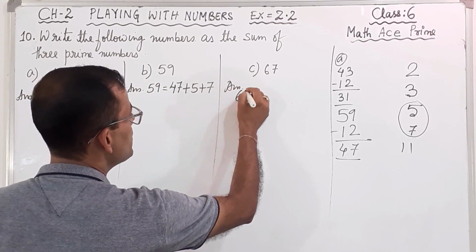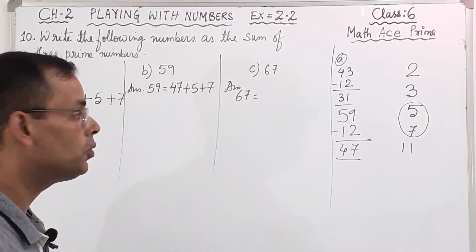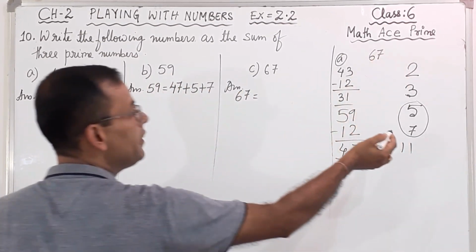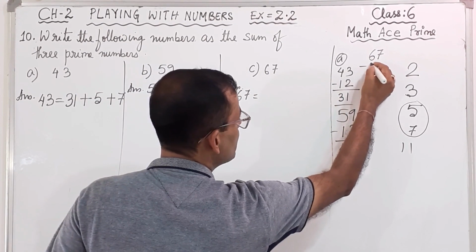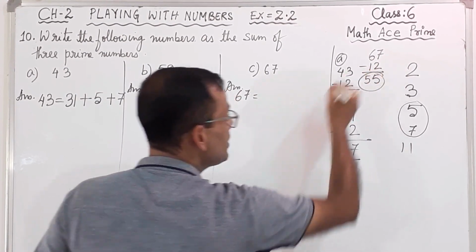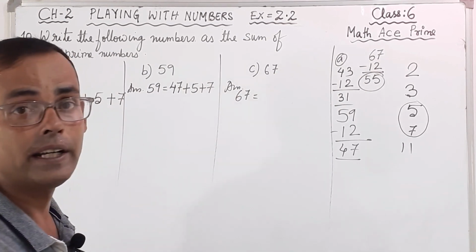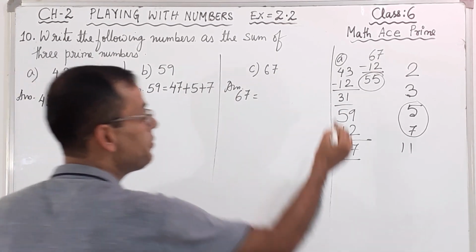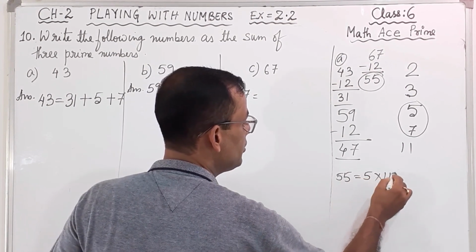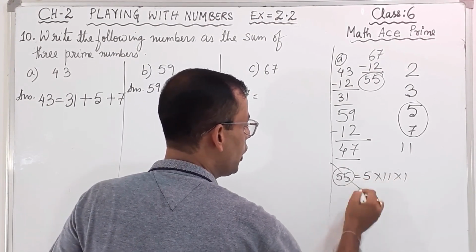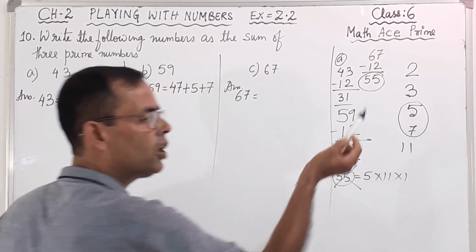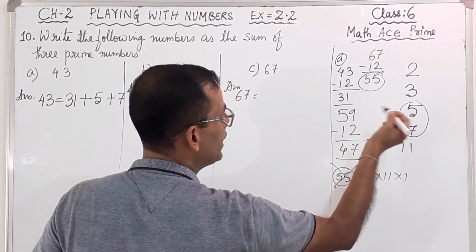So 67. Now 67, how will we do? Same way. If I write 67, and if I want to subtract 12, what comes? 55. But this is not a prime number, it is a composite number. 55 means 5 into 11. So this is not a prime number. Then this combination is not working. That time let us take another combination.